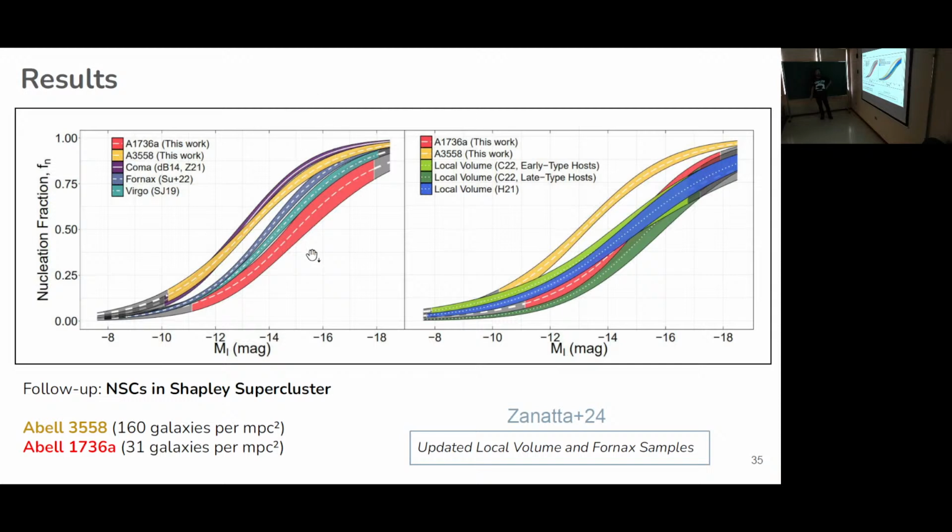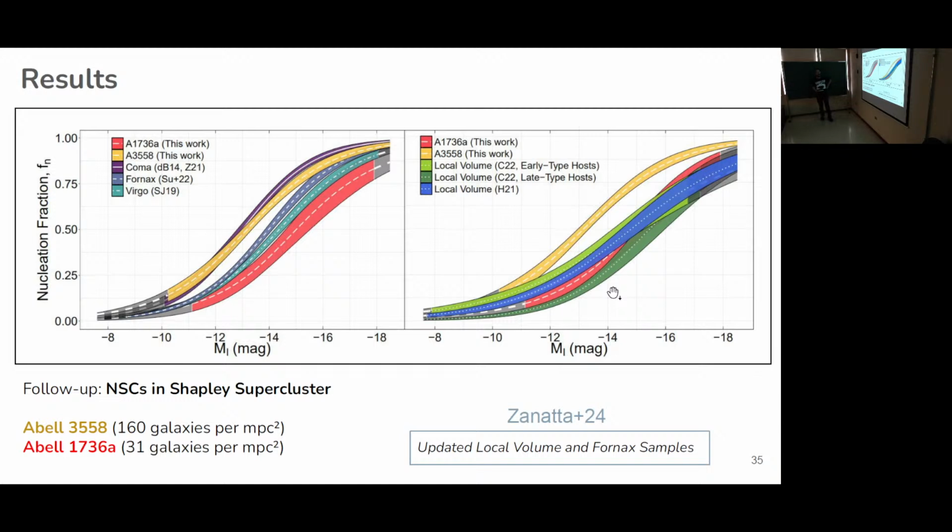But in the case of A1736, it was interesting how low the nucleation fraction was, compared to galaxy clusters like Fornax and Virgo. However, if you put it in a plot with the local volume groups, it looks to be more compatible with them when compared to the clusters. And it was very interesting because this is something that we did not expect at first.